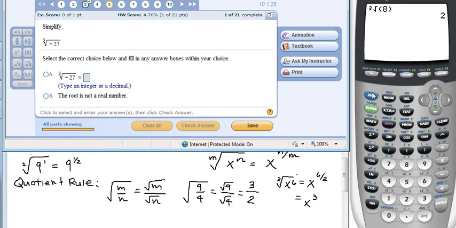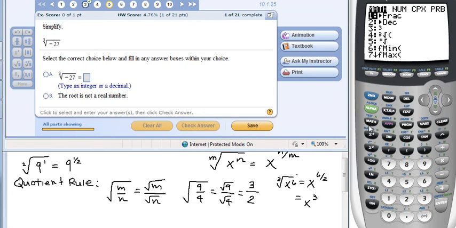So again, I'm going to hit my math key. I want option number 4 for the cube root. I'm looking for the cube root of negative 27. I'm guessing it's negative 3 because negative 3 times negative 3 is a positive 9, and positive 9 times negative 3 is negative 27. Yep. Okay, so these can be negative if the index is odd.